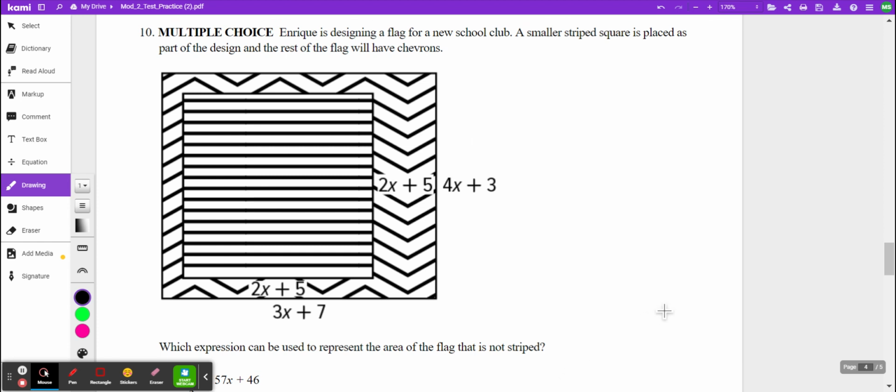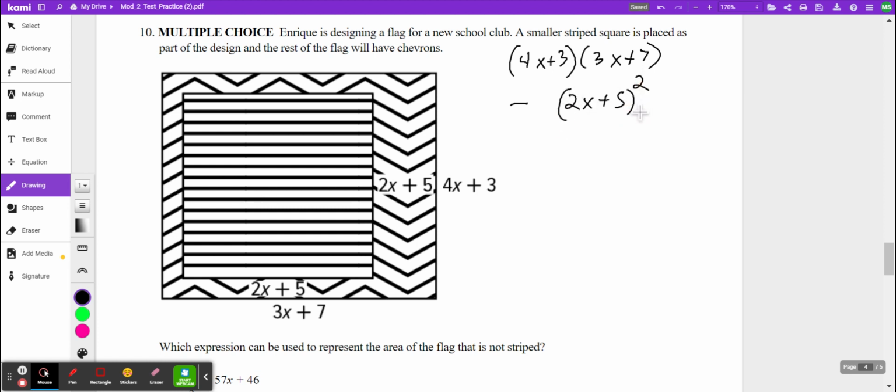All right, so now we're on question 10, guys. So it's like, hey, how much is the square that is not striped? All right, well, I'm going to take out whatever's striped, and that's it. So basically, I'm doing this right here. I'm going to go, all right, I have 4x plus 3. The area of the total box is going to be 4x plus 3 times 3x plus 7. I'm going to be subtracting it by this 2x plus 5. Oh, it's a square. So 2x plus 5 squared.